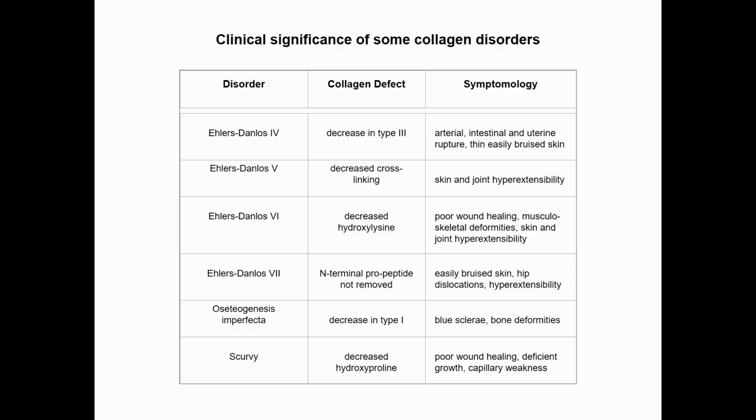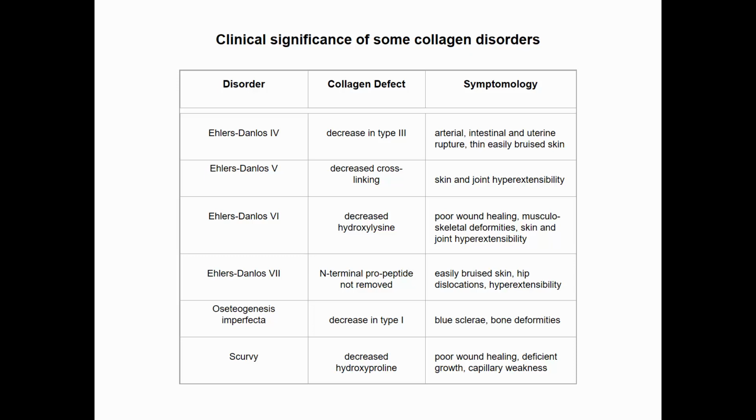Some of them involve just the amount of synthesis of a protein. So for example, Ehlers-Danlos 4 involves decrease in type 3 collagen. This could be due to something impaired about the promoter of type 3 collagen. It doesn't need to be the actual protein coding region of the gene, but maybe the enhancer or the promoter that makes the gene not expressed as efficiently. So you have symptomology: arterial, intestinal, and uterine rupture, thin, easily bruised skin.